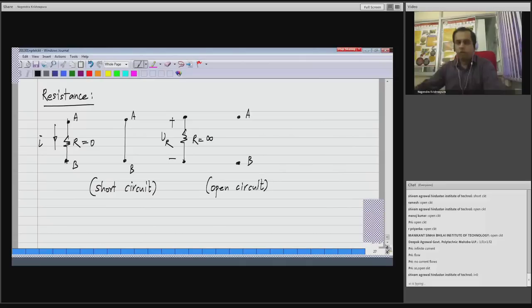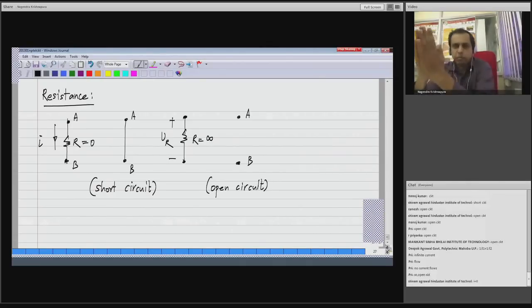Okay, now why are we looking at these things? Sometimes we have to evaluate these extreme cases. Sometimes also you want to reduce the value of some element to 0 or infinity and then see what happens to the circuit. Okay, so if you know that it's a short circuit or an open circuit, you can very easily evaluate that. Okay.